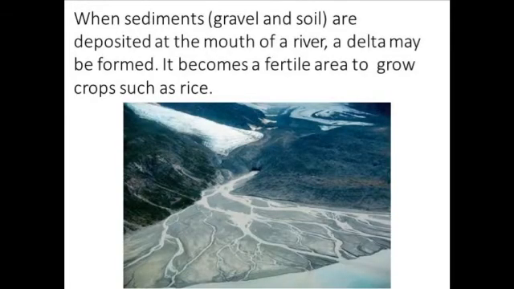When sediments like gravel and soil are deposited at the mouth of a river, a delta may be formed. Again, what will be formed? Yes, a delta may be formed. It becomes a fertile area to grow crops such as rice.